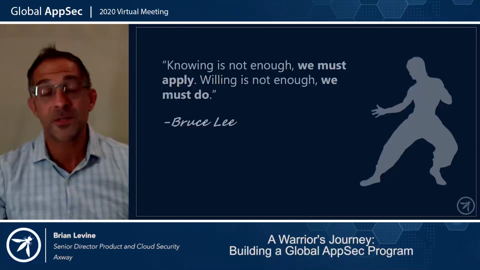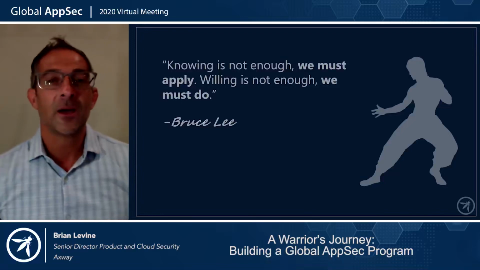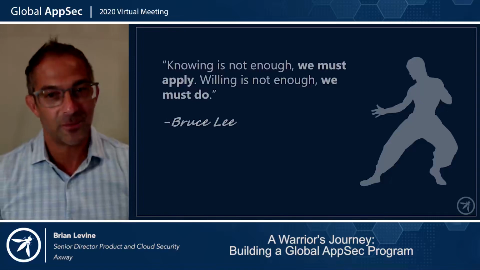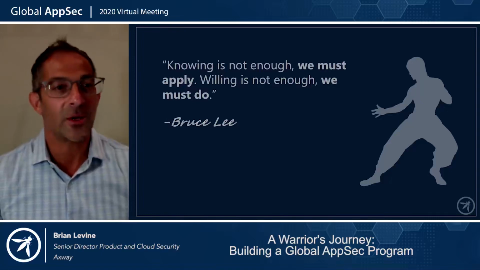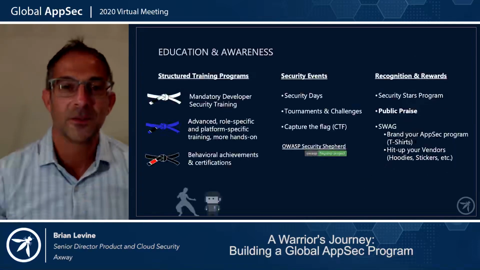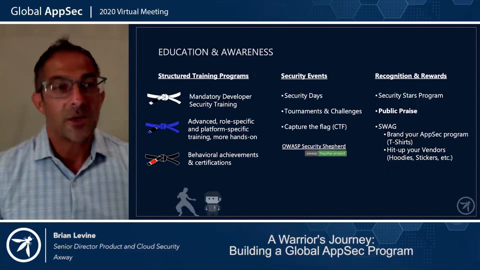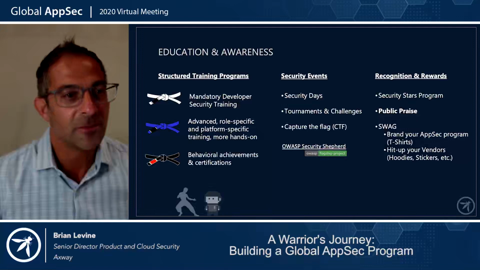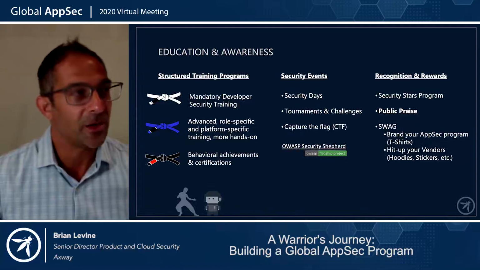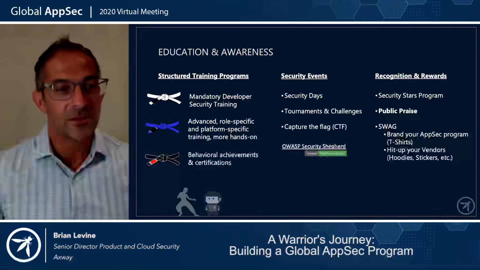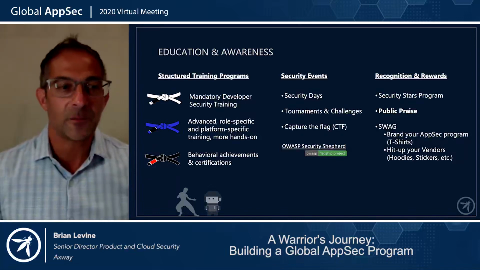So now we've established who the role players are. How do we get teams to know and apply what we need them to do? Quote here: knowing is not enough, we must apply. Willing is not enough, we must do. So I'll talk about three core components for the education and awareness part of culture. Number one is structured training programs. So we've got mandatory developer security training, and advanced, role-specific, and platform-specific training, which is a little more hands-on.